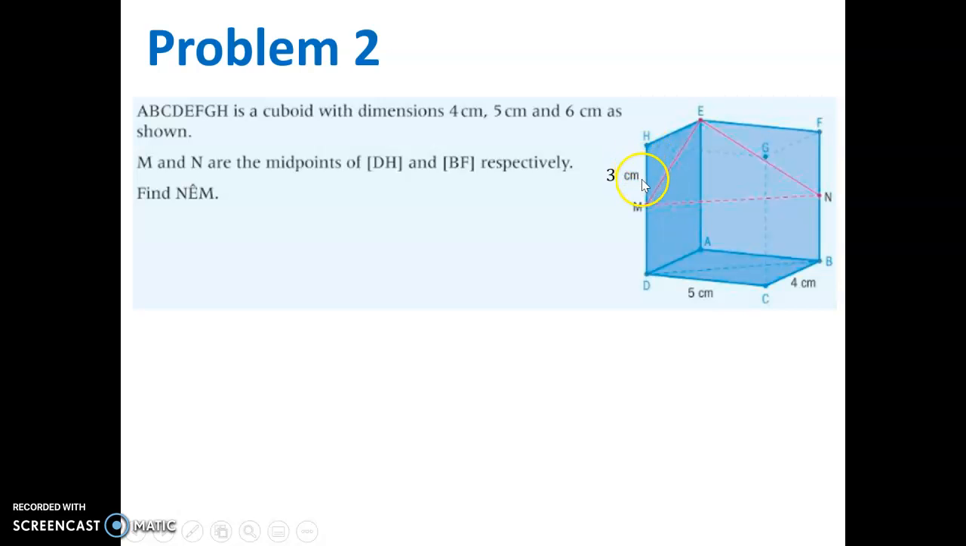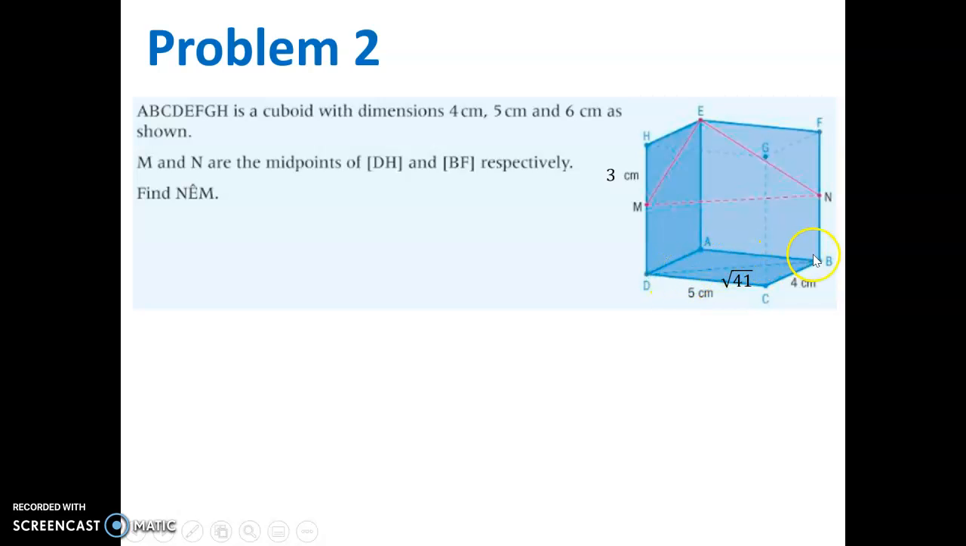Okay, so now we know 3. I'm going to give you a hint. If we're going to be working with this red triangle, it would be nice to know the length of EM. It would also be nice to know the length of EN. So look at EM. Is it part of another triangle other than this red one? Well, it definitely is. It's part of this triangle here, EHM.